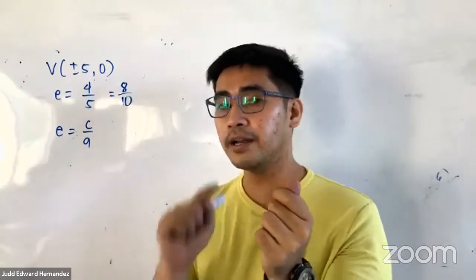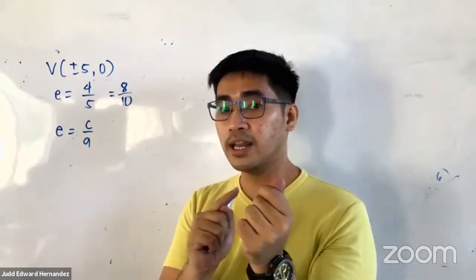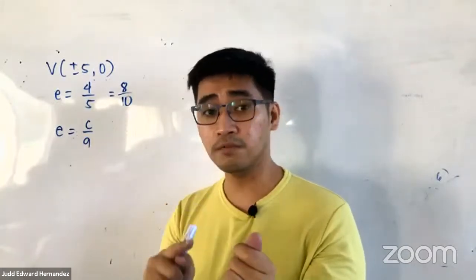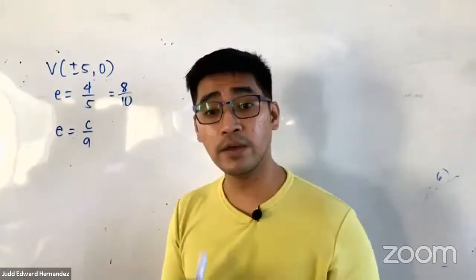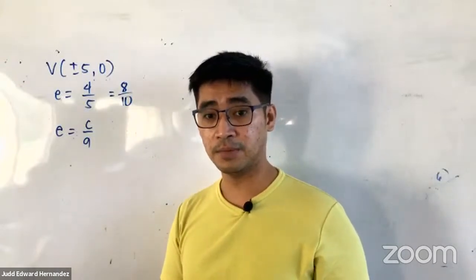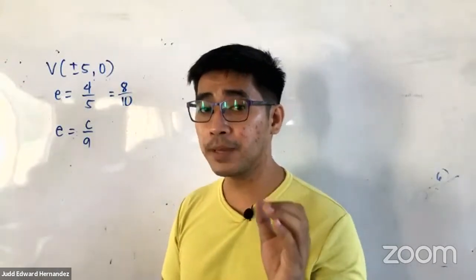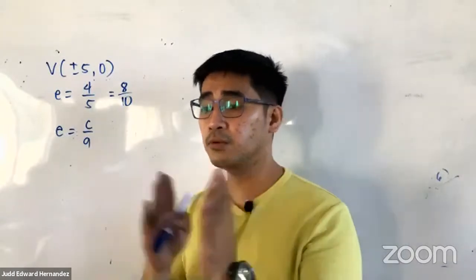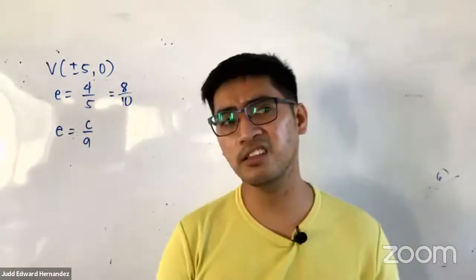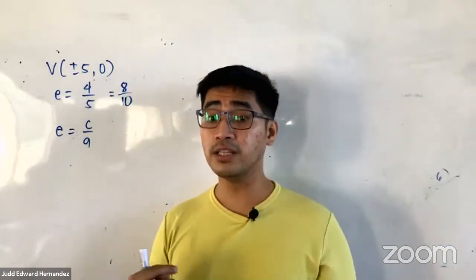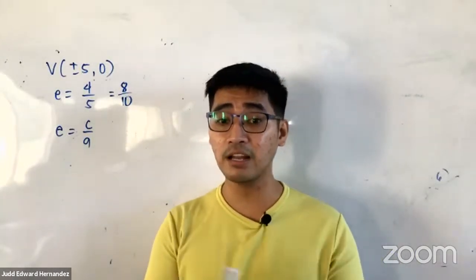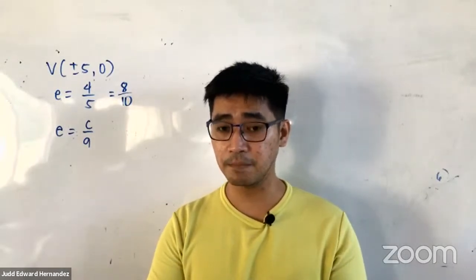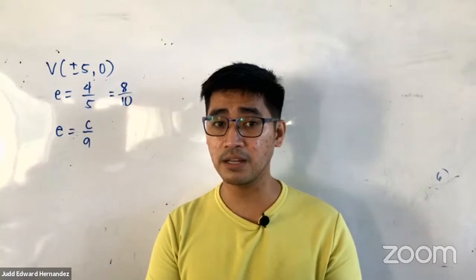Hindi porket binigyan ka ng eccentricity, yun na agad yung ilalagay mong C and A. Do not be confused. Unless you are given another condition. Maliwanag ha? Huwag ka munang magbe-base agad dun sa eccentricity. Pwede na tingnan mo muna eccentricity, ay binigyan ako ni sir na eccentricity 4 over 5. Pero hindi agad ako maniniwala that that is the value of C and A. So, kailangan critical ka na mag-isip at hindi mo agad sasabihin that that is the value of C and A.